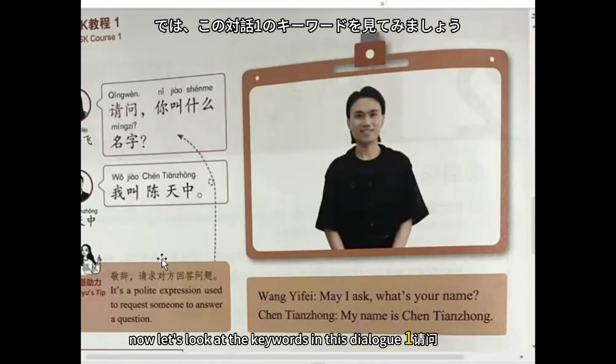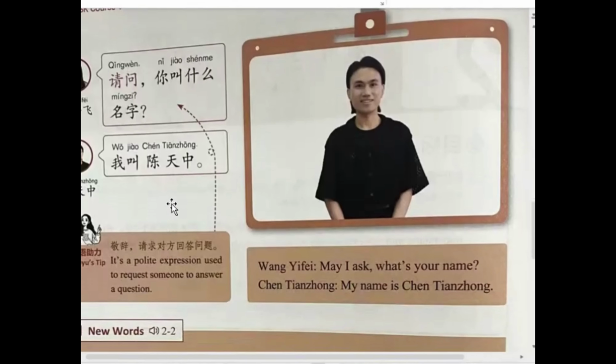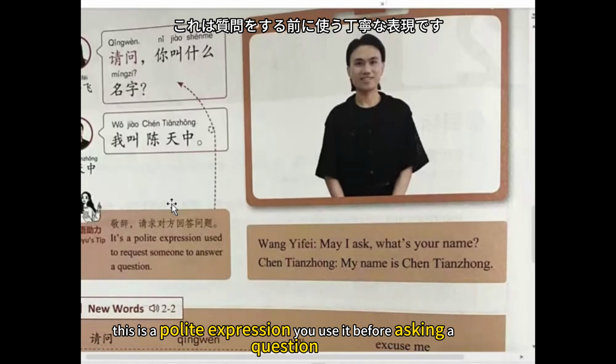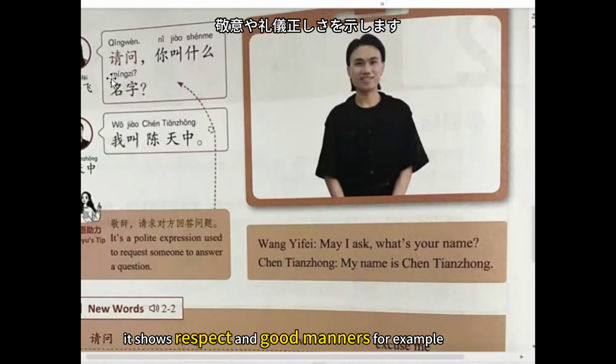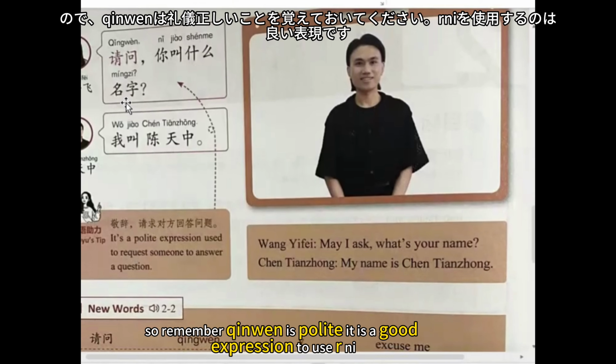Now, let's look at the key words in this dialogue. 1. 请问, meaning excuse me, may I ask? This is a polite expression. You use it before asking a question. It shows respect and good manners. For example, 请问你叫什么名字? May I ask, what's your name? So remember, 请问 is polite. It is a good expression to use.